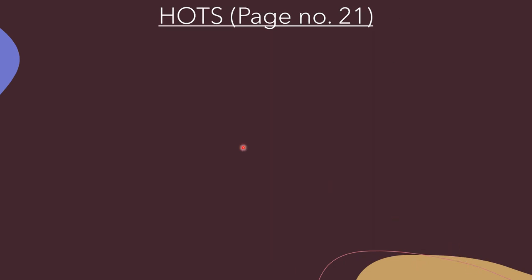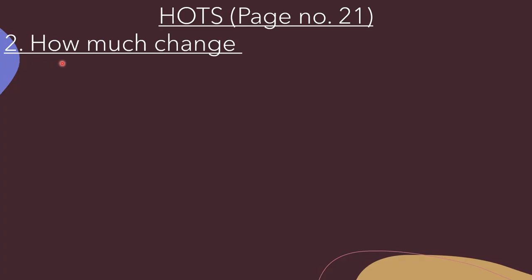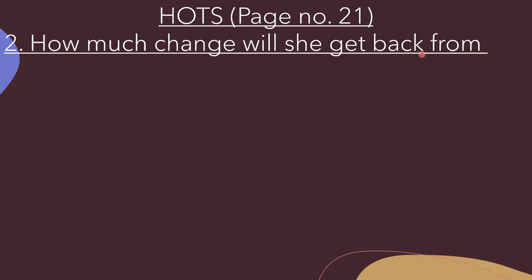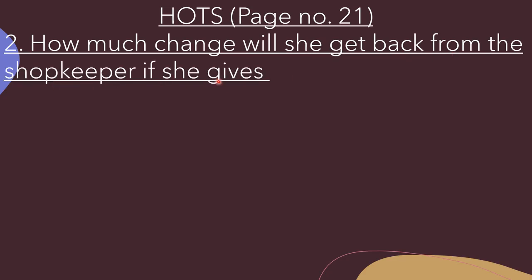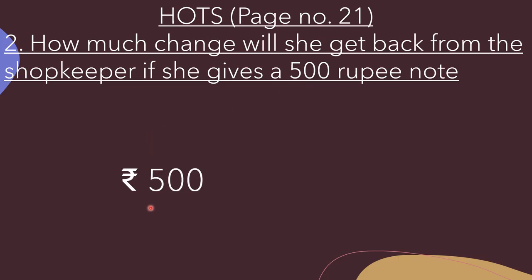Okay. Now question number 2 of this same question. How much change will she get back from the shopkeeper if she gives a 500 rupee note? So beta, she gives a 500 rupee note to the shopkeeper. Now we have to find out how much money she will get back. So to find out that money, we need to subtract the amount of money that she has spent on fruit punch from 500. So we will write here ₹500 and ₹356.